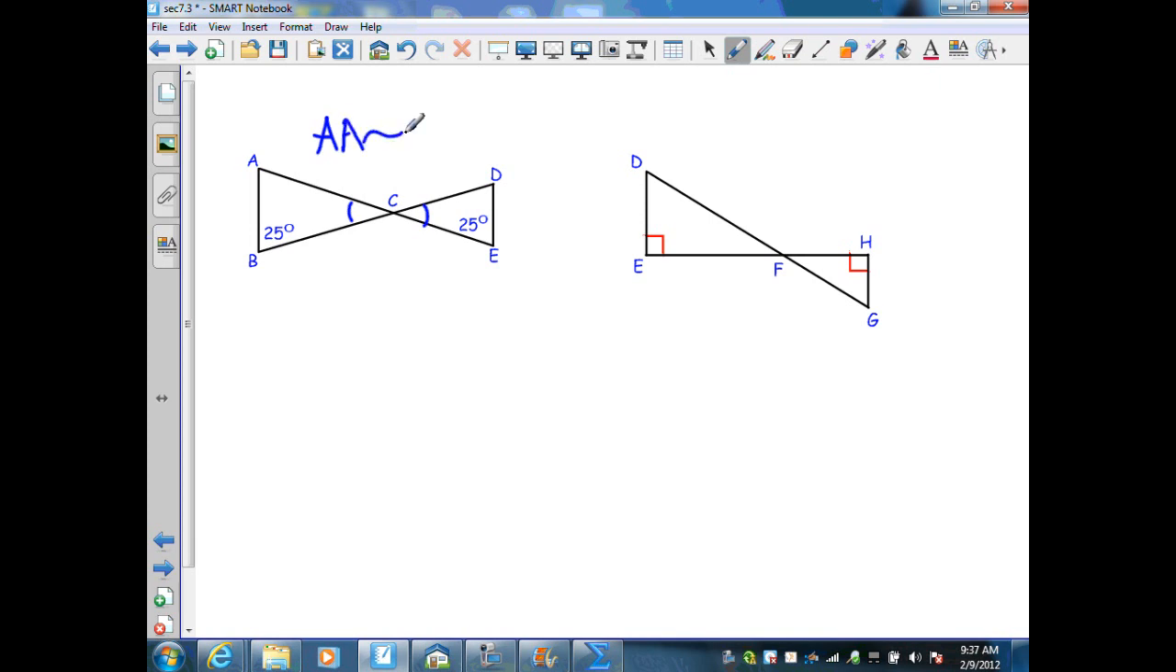Now I just set up a similarity statement. Triangle. I'm going to start with the 25-degree angle, 25 to the single arc to none. So I'm going to go BCA is similar, and I did 25 to single arc to none. I'm going to go 25 single arc to none, which is ECD.